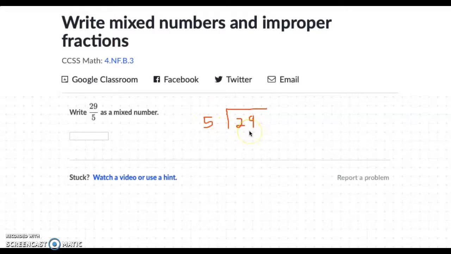So 5, 10, 15, 20, 25 is 5 times. And we can't go 6 times because 6 times 5 is 30, so that's higher than 29. So 5, 10, 15, 20, 25. It goes into 29 5 times. We know that 5 times 5 is 25.